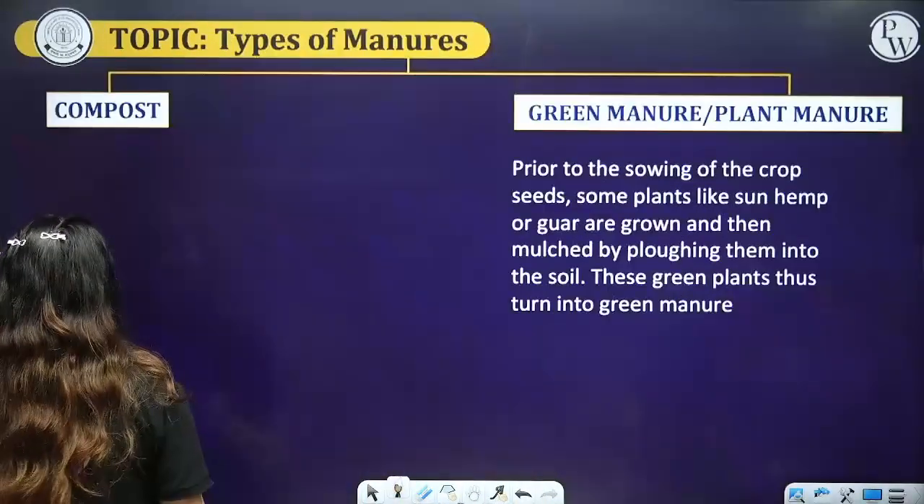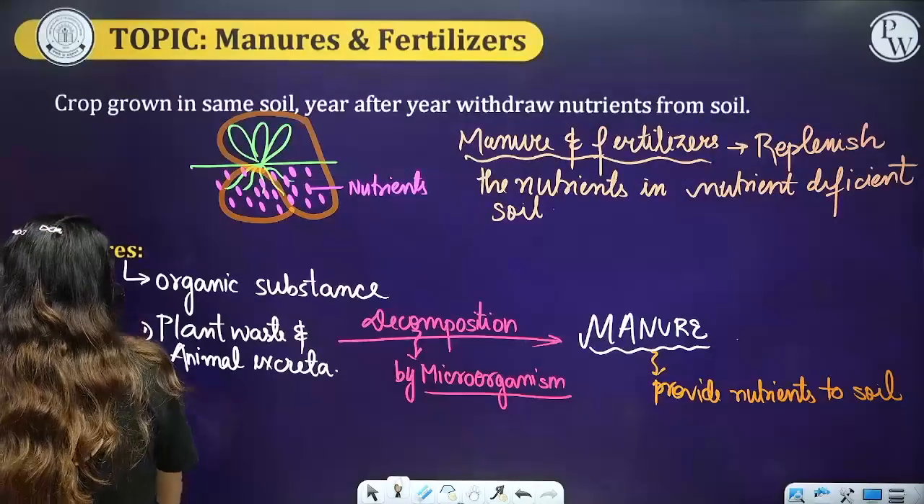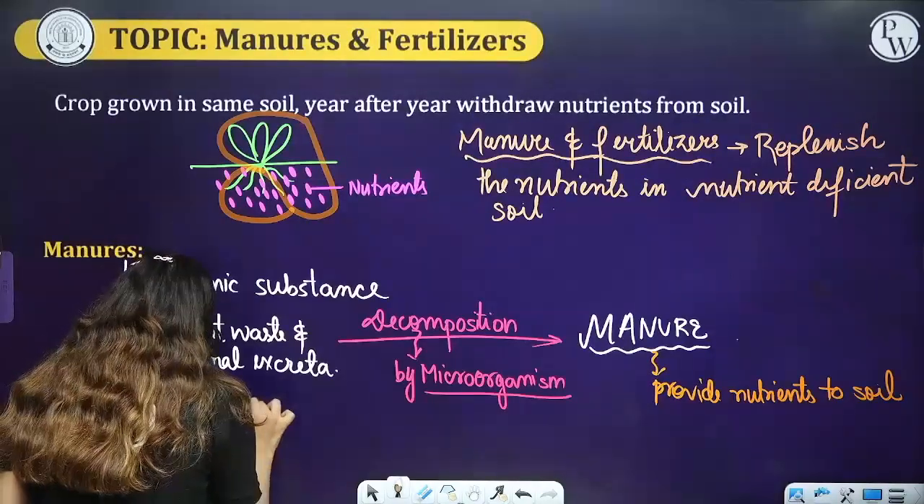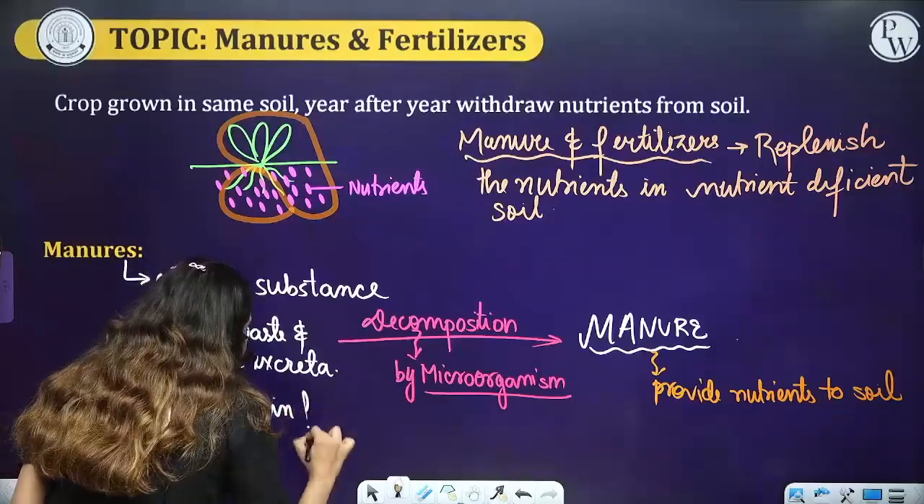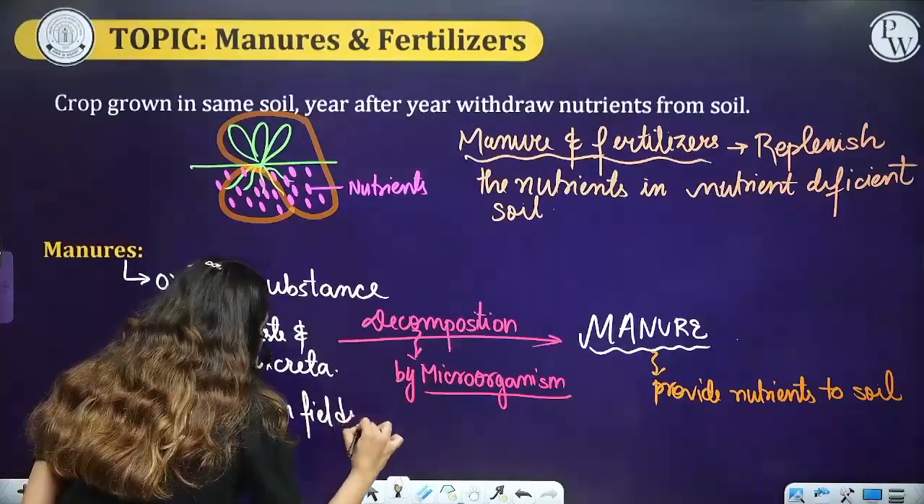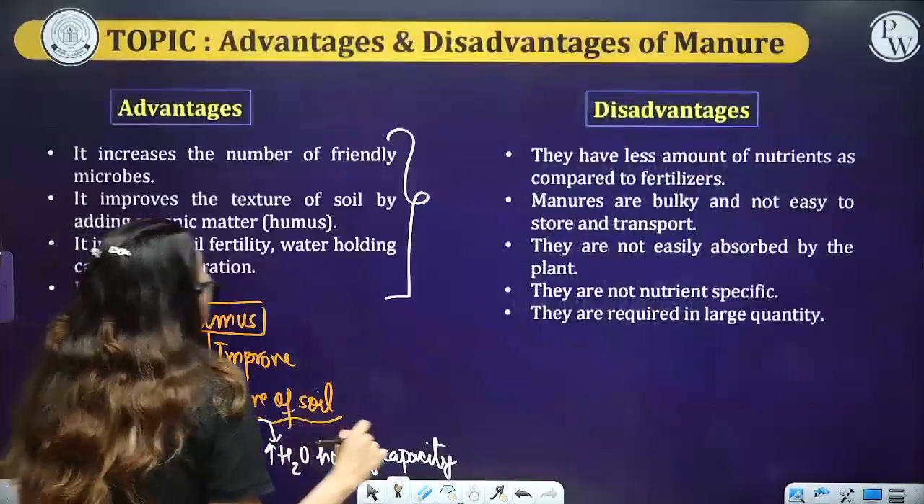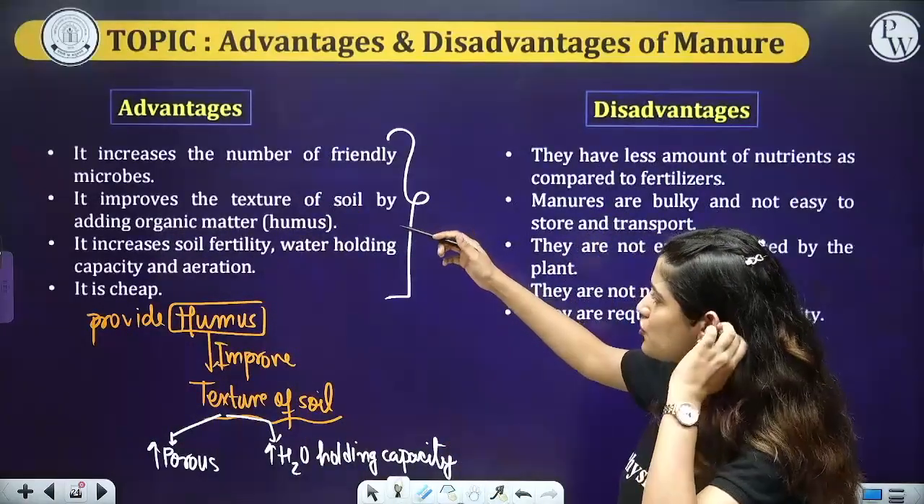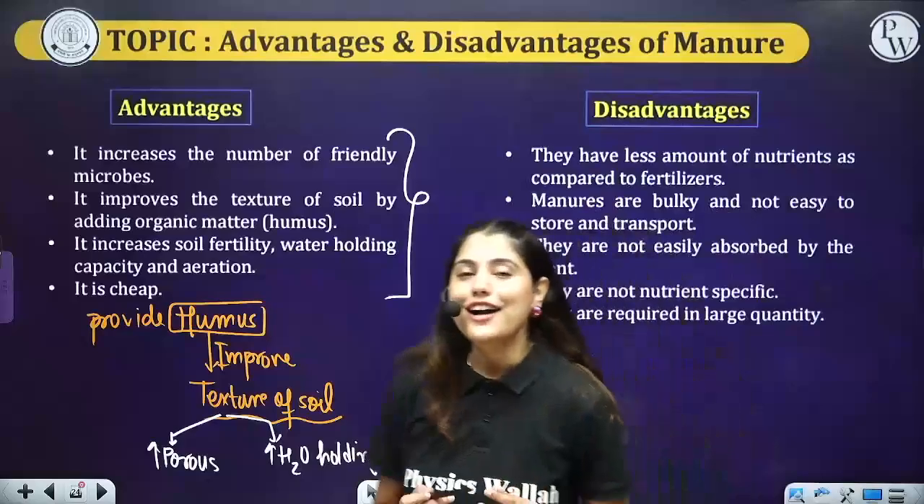These are prepared in the fields, so therefore they are very cheap, right? You are not buying it from the factories. They are very cheap. So these are some of the advantages which are mentioned here. We are then moving to the disadvantages.